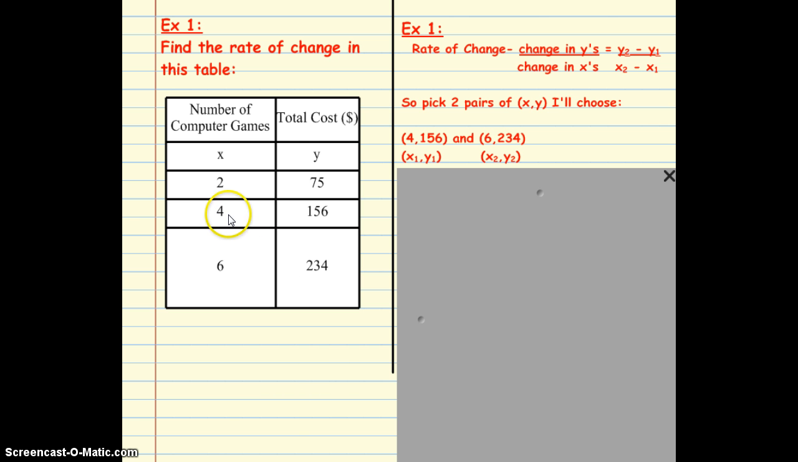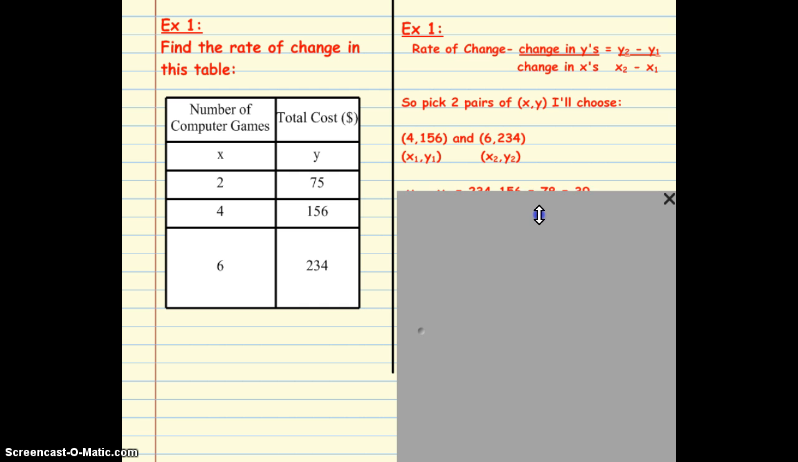I'm going to pick 4 and 156 as one of my points, and I'm going to write that as a coordinate pair of (4, 156), and I'll pick this second point of 6 and 234. Again, I'll write it as a coordinate pair of (6, 234). We know that the first number is x, our second number is y, but because this is our first point, I'll just call these x1 and y1. And our second point, we'll call those x2 and y2. But as I said, you can choose any of these points.